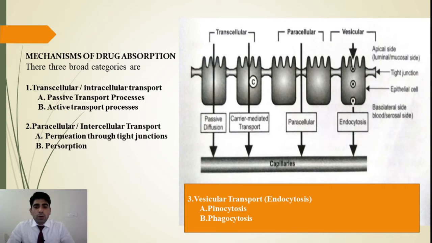So now the last one, as you can see in the diagram also, the drug in this case also enters into the cytoplasm and crosses to the other side. But how is it different from transcellular? In this case the vesicle formations are there. When the drug comes into contact with the cell membrane, the vesicle formation takes place. So it is also again divided into two types, pinocytosis and phagocytosis. So let's discuss in detail.